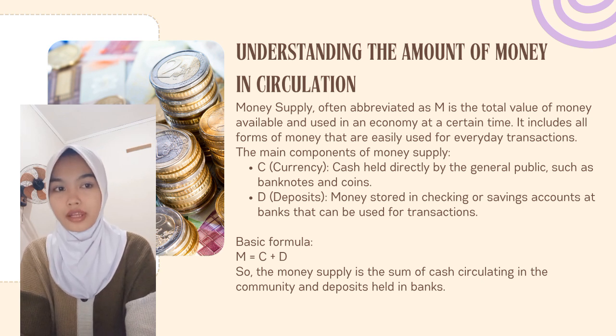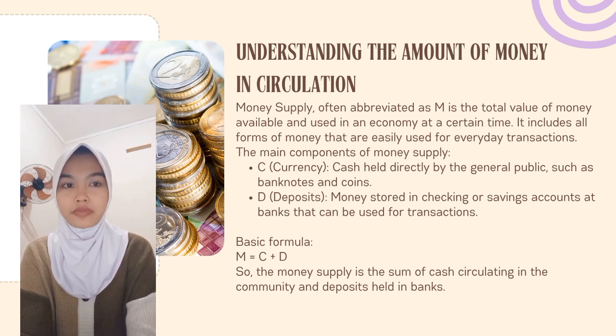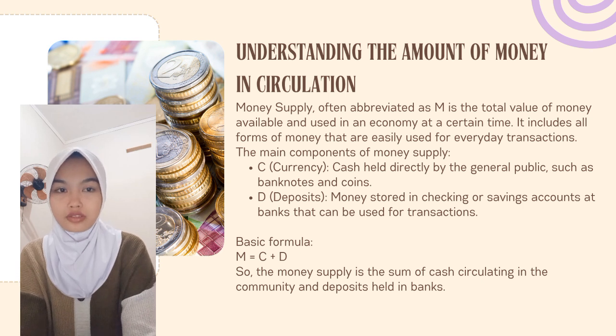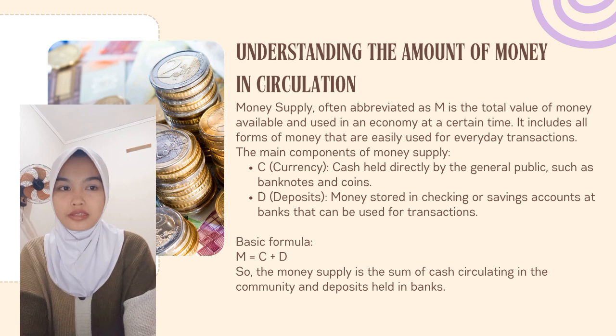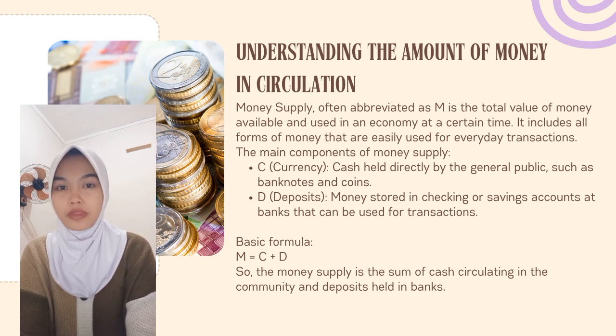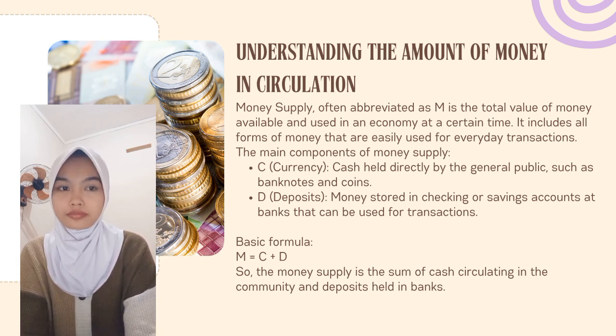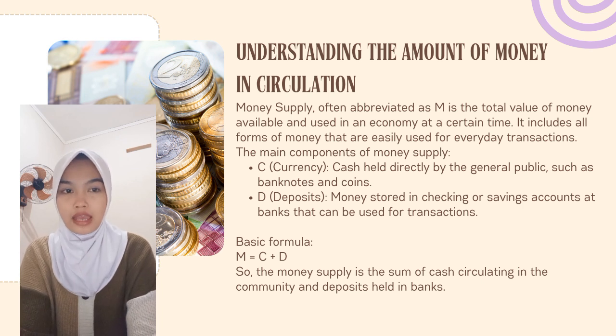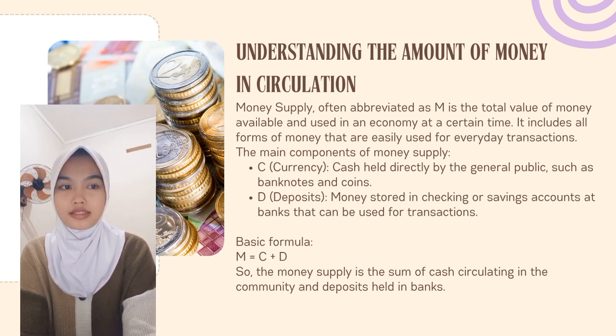The main components of money supply are C, or currency, which is cash held directly by the general public, such as banknotes and coins. And D, or deposits, which is money stored in checking or savings accounts at banks that can be used for transactions. Basic formula: M is C plus D. So, the money supply is the sum of cash circulating in the community and deposits held in banks.